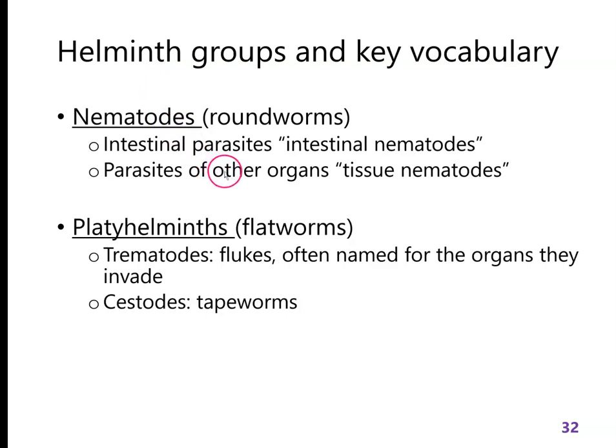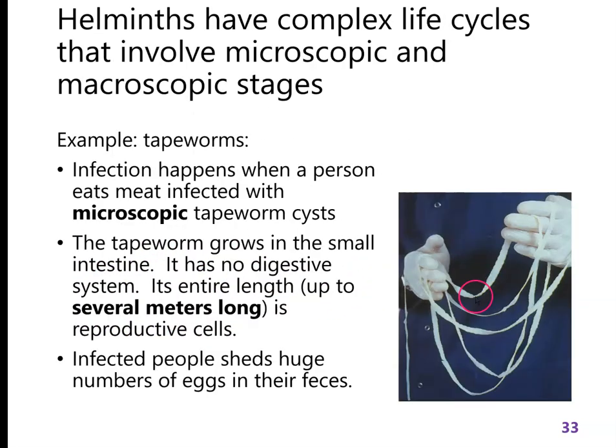are pathogens quite often, and so we group them sort of by how they get around the body. Do they live in the intestines, or do they migrate to other organs? So they can be called intestinal or tissue nematodes. And then the flatworms are split into the flukes, which invade certain organs and are named after those, and then the tapeworms. So nematodes and platyhelminths are what you should remember. And then trematodes and cestodes are the names for flukes and tapeworms. They are complex and disgusting.